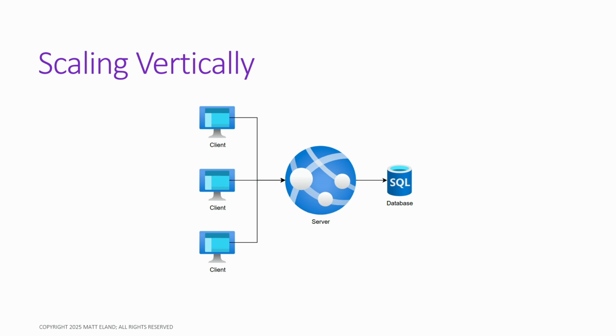Now, this does hit a point in time where you start to say, hey, this is too much. Moving from SKU 1 to SKU 2 wasn't too bad, but moving from SKU 2 to SKU 3, that's a much more significant price tag. And so for that, you start to say, hey, instead of scaling vertically, let's scale horizontally.